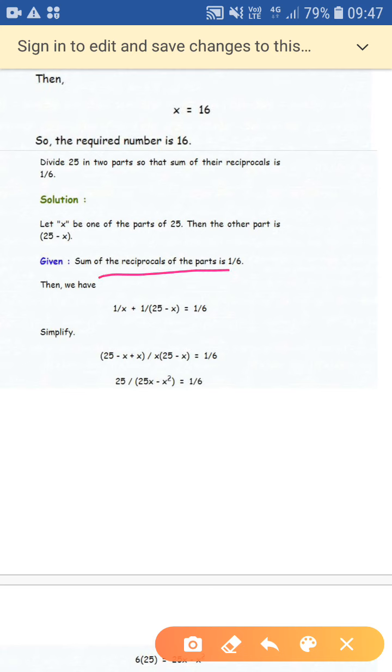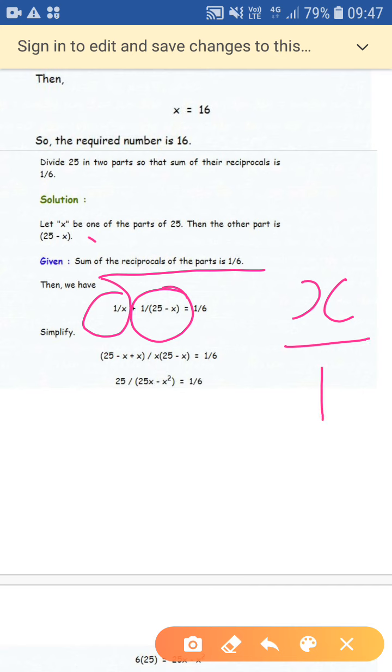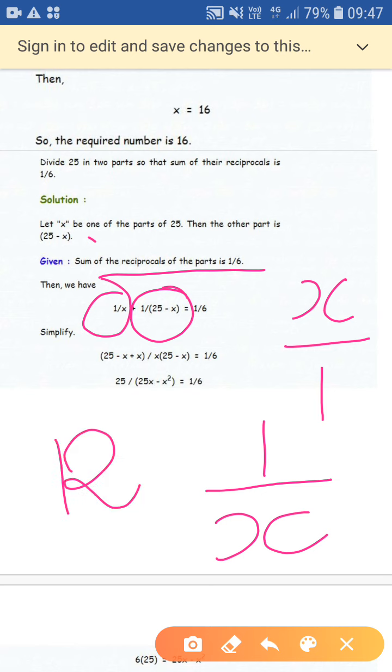Now the sum of the reciprocals is given. The reciprocal of x will be, interchanging the numerator and denominator, 1 by x, and the reciprocal of 25 minus x will be 1 upon 25 minus x. You can revise this. x is the number, so x upon 1, we can write the denominator. When we take the reciprocal, we interchange the numerator and denominator, so it becomes 1 upon x. Similarly 1 upon 25 minus x. So this is called the reciprocal of x.